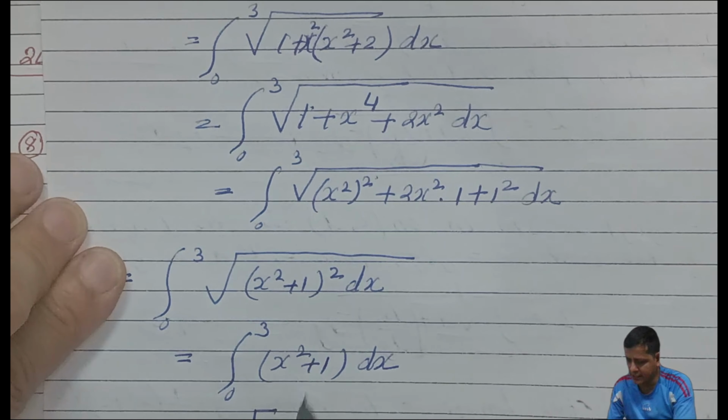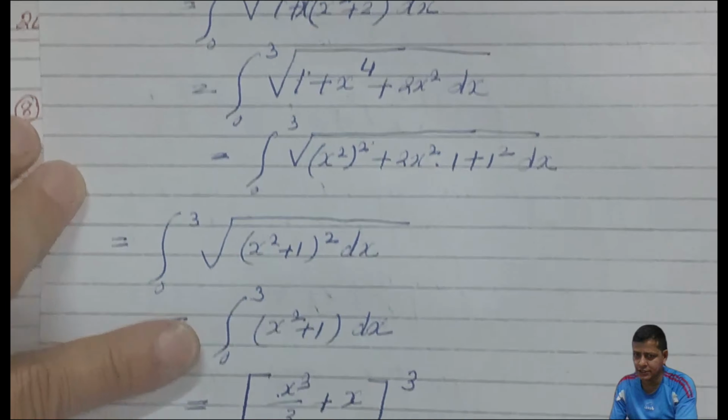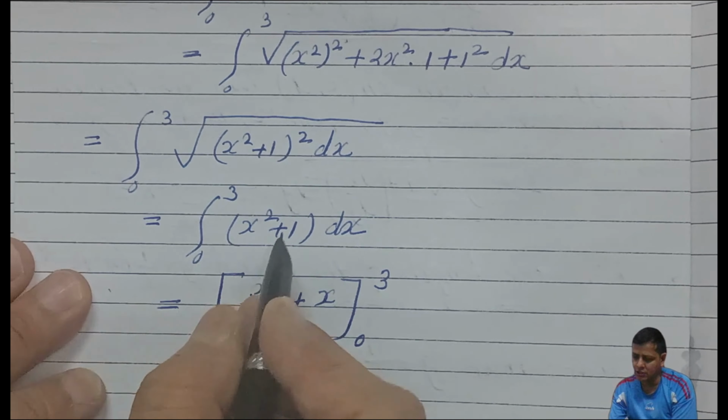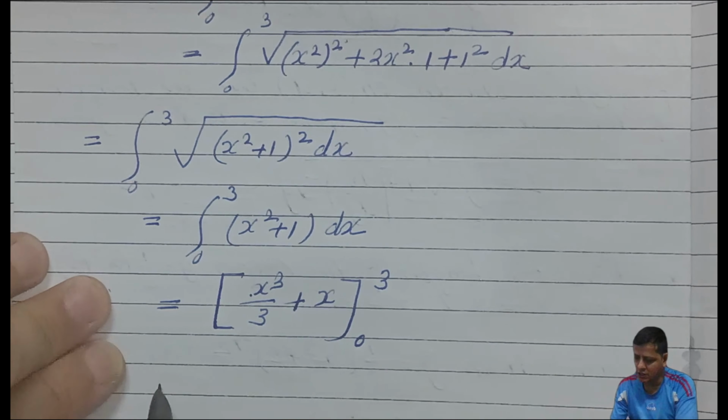When you integrate it, what is the integration of x squared? That is x cube by 3. Plus, for x, the integration of 1 is x. So here the limits are 3 and 0. The integration is x cube by 3 plus x, from 3 to 0. So this is the integration.